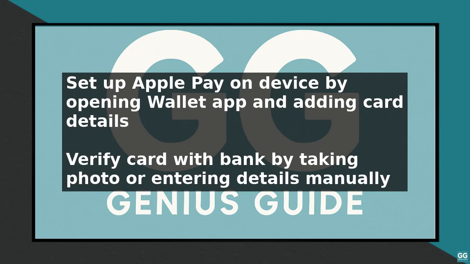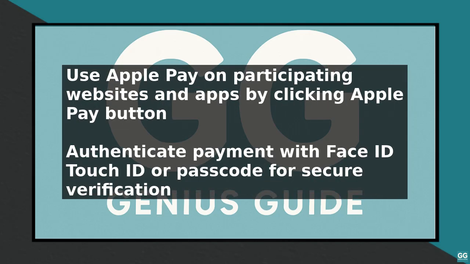Once you have set up Apple Pay, you can use it to make online payments on participating websites and apps. To do this, look for the Apple Pay button on the checkout page, which is usually marked with the Apple Pay logo. Click on this button to initiate the payment process.